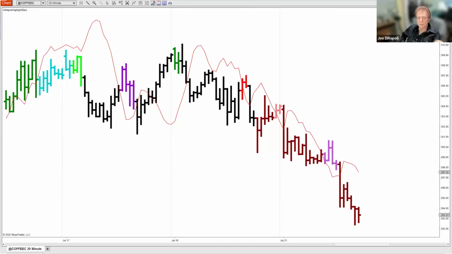Peter, how long did it take you to come up with this coloring scheme? 10 years, I guess.